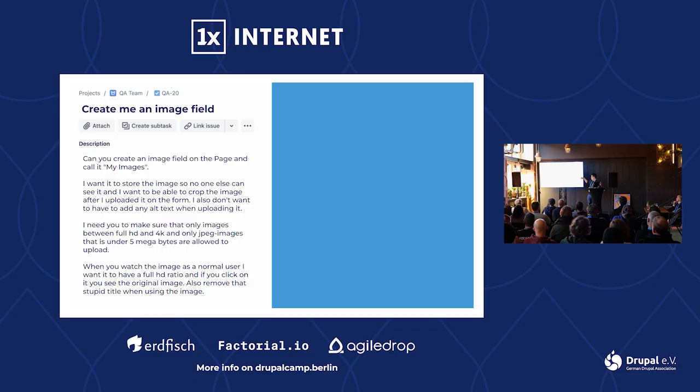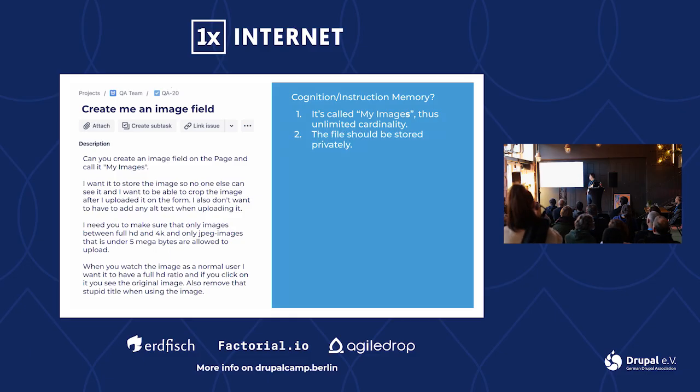And then you have a lot longer instructions, because you might have some very specific things. So there's a lot of things to think about here. If you look at this prompt or instruction, can you read this, by the way? In the back as well? Good. So it's called My Images. Once again, this is implicit that this is probably many items, not one item, then it would have a singular name. Somewhere here it says, I want to store the image so no one else can see it. So the actual storage settings should be set to private files on the field settings.